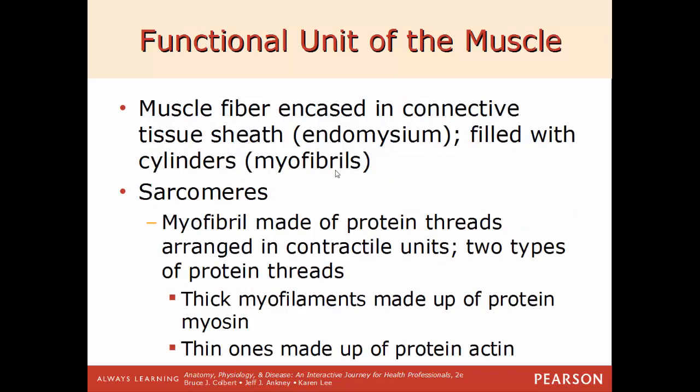Now, inside those individual fascicles is another type of connective tissue that surrounds those individual muscle fibers, and that's called endomysium. So endo always means inside. So this is the connective tissue inside the fascicle. It's also where you'll find the myofibrils, the actual cylinders of the muscle fibers.